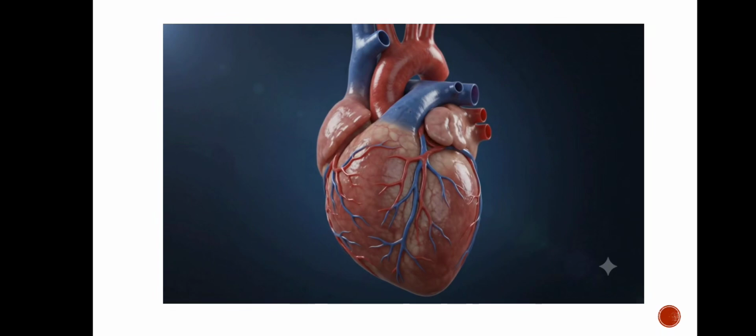If there is no crossing vessel, this is abnormal. In case of parallel vessels, this is abnormal. This is transposition of the great arteries. So in a normal heart, there must be crossing vessels.